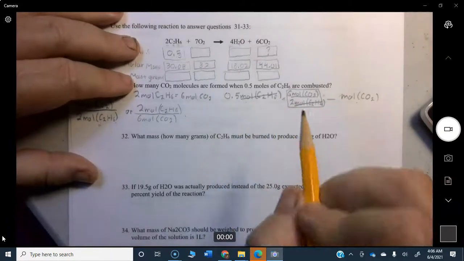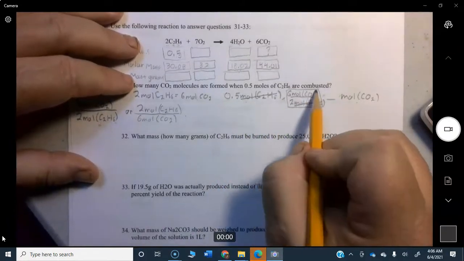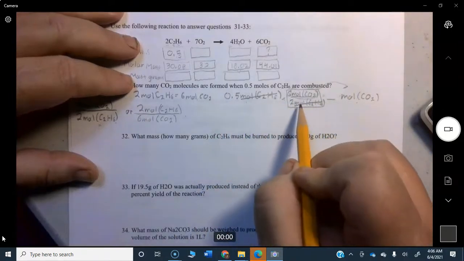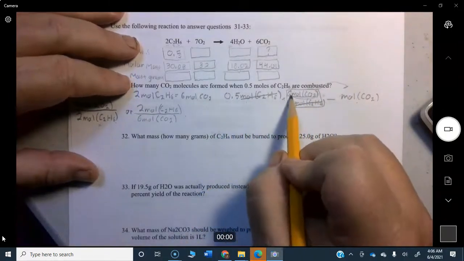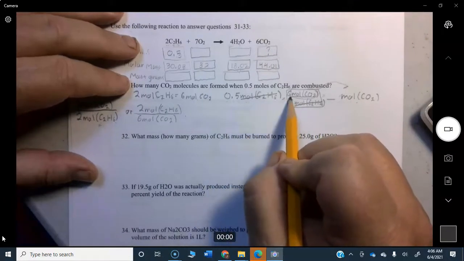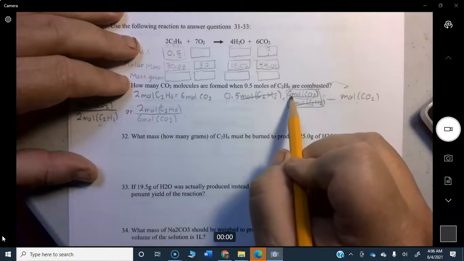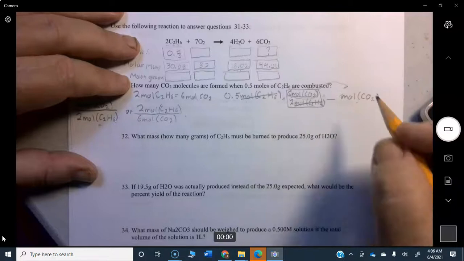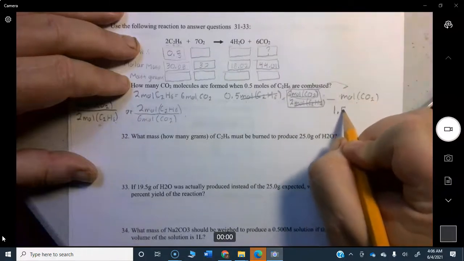Okay, so moles of C2H6 cancel. Your last man standing is moles of CO2, so 0.5 times 6, 0.5 times 6 is half of 6, is 3, and 3 divided by 2 is 1.5, so the answer is 1.5.